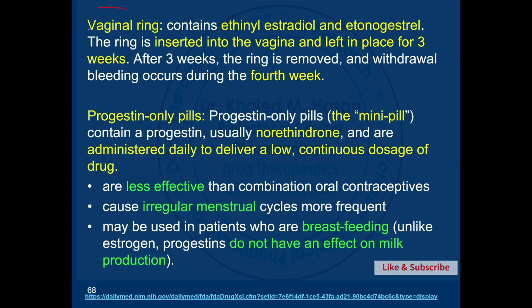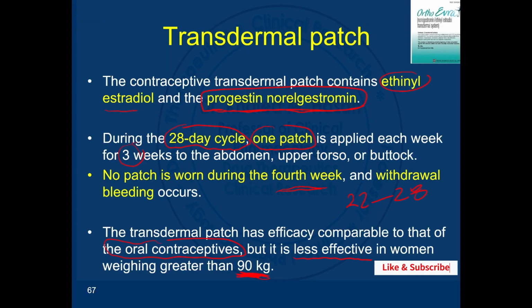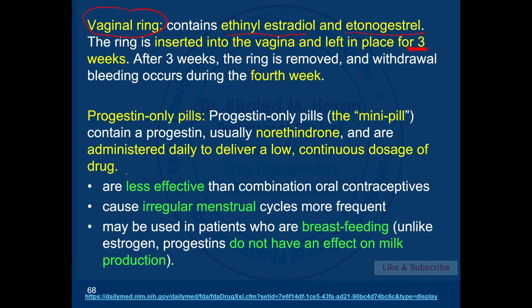Regarding the vaginal ring, we have ethinyl estradiol and etonogestrel. The vaginal ring is inserted in the vagina and left in place for 3 weeks, which reminds us of the transdermal patch, which also remains for 3 weeks. After 3 weeks, the ring is withdrawn. So number one for the vaginal ring: ethinyl estradiol and etonogestrel.